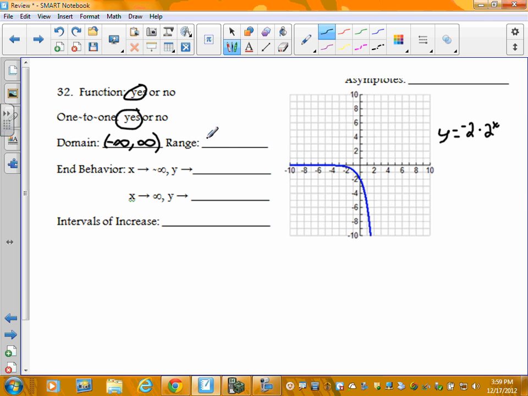Okay, so the range, I notice the range is never up here. There's no y values up here. All the y's are below 0. So I put in negative infinity, 0. Oh, that looks like an 8. I kind of didn't do it on its side the way I should have. There we go. Not 8, negative infinity.